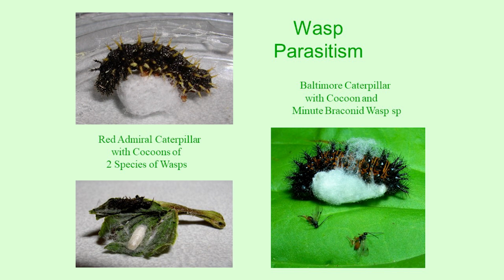And on the right is a Baltimore caterpillar with the cocoons spun by these small, minute braconid wasps. And you can see the wasps have come out of that white fuzzy stuff. So they are really tiny.